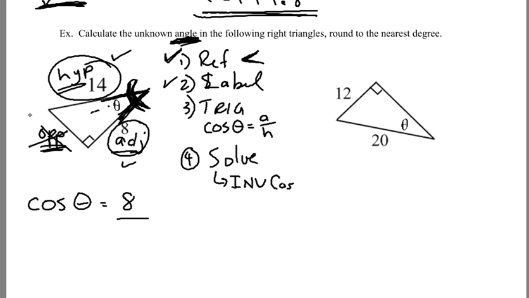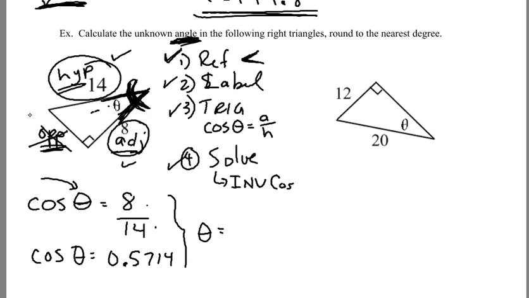Adjacent 8 over hypotenuse 14. And here is the situation now, after we substitute it in, to solve, find that unknown angle. We're given the fraction. Two things you could do here. We can work with just the fraction or turn it into the decimal. 8 divided by 14, 0.5714, and then we get the angle. Doesn't matter which process you use here.